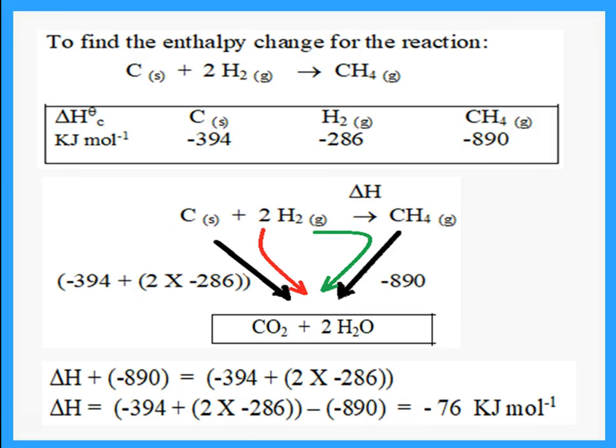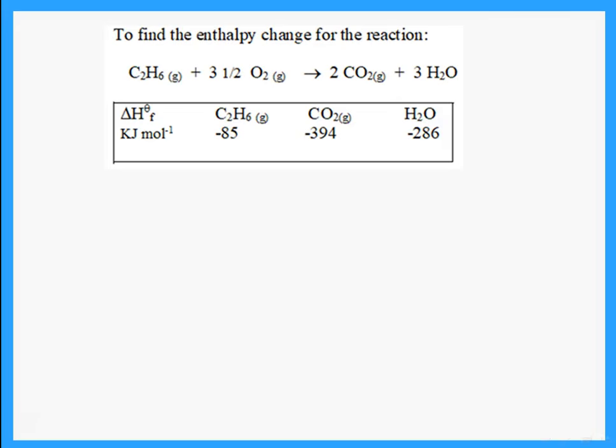So if he gives information about the enthalpy change for combustion, I draw the arrows going down. Burning carbon, burning hydrogen, burning methane, going down to form carbon dioxide plus water. But if he gives me this kind of reaction and he gives information about the delta H of formation, that means he's telling me to form C2H6, it is minus 85. To form 1 mole of CO2, it's minus 394. To form 1 mole of water, it's minus 286.